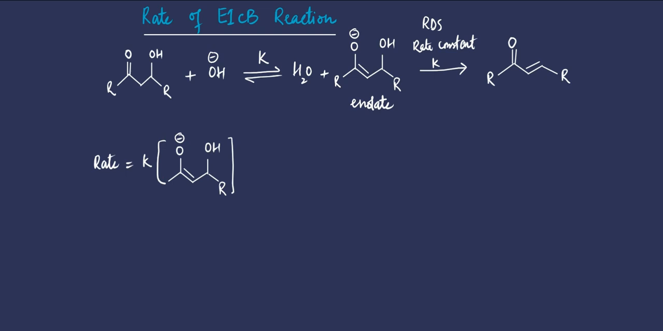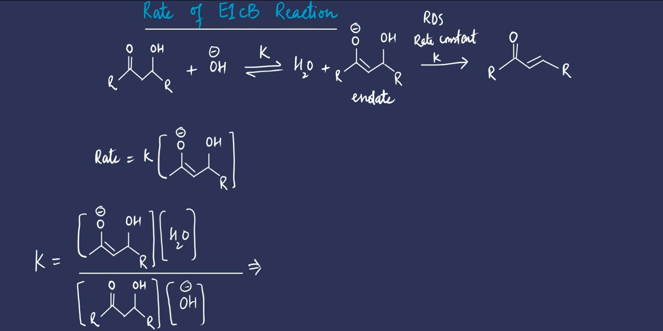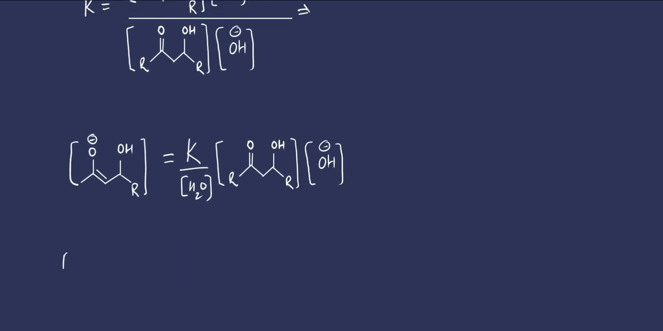It seems that the rate is first order, as it depends on the concentration of one species, the enolate. But we know the enolate is formed from the substrate, by the abstraction of the acidic proton by the base. We can calculate the enolate concentration from the equilibrium equation. The equilibrium constant K is equal to the concentration of enolate times the water concentration, divided by the substrate concentration times the hydroxide concentration. From this we can write that the enolate concentration is equal to the equilibrium constant K times the substrate concentration times the hydroxide concentration, divided by the water concentration. We can substitute this value in the rate equation. Rate equals rate constant k, and in place of enolate concentration, we can use the above equation.